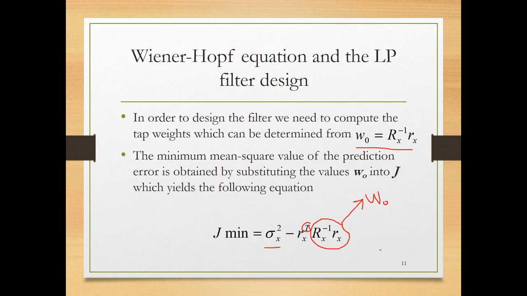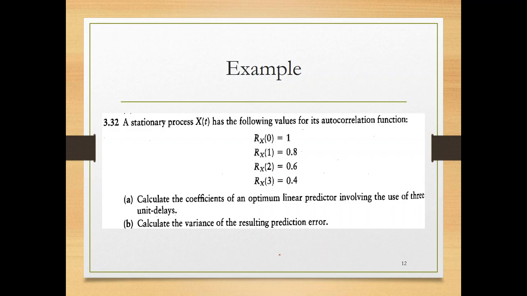So after you substitute these values here and do the necessary calculation, you end up calculating the error due to these coefficients. So this is basically what you are required to do when you are asked to design a prediction filter, to find basically the coefficients of that filter. Is that clear? Is that understood? Now let's move to the practical understanding with real examples.